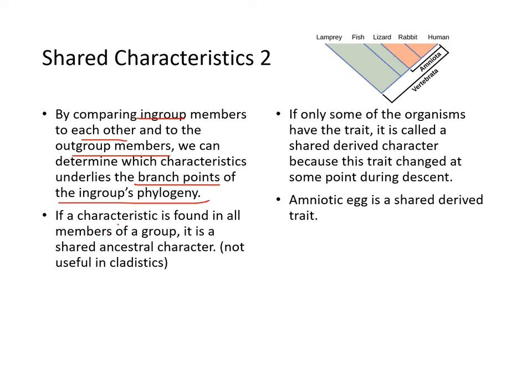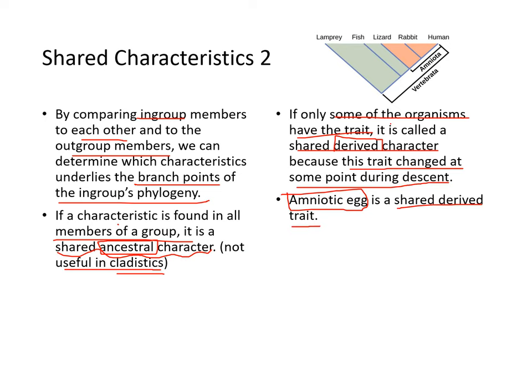If the characteristic is found in all members of the group, it is called a shared ancestral characteristic. But this is not useful in cladistics. If only some of the organisms have the trait, it is called shared derived, not shared ancestral, because this trait changed at some point in descent. So the amniotic egg in lizards, rabbits, and humans is a shared derived trait. But the non-amniotic egg is a shared ancestral trait.